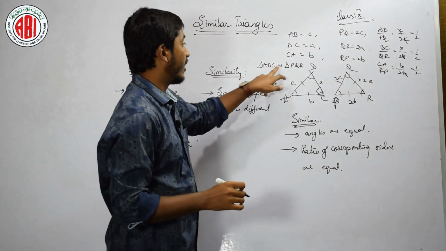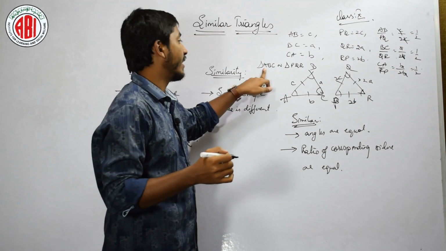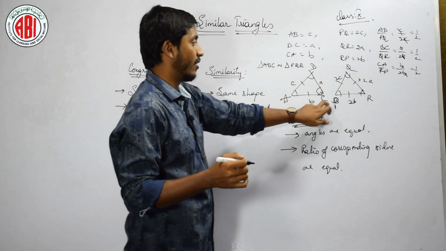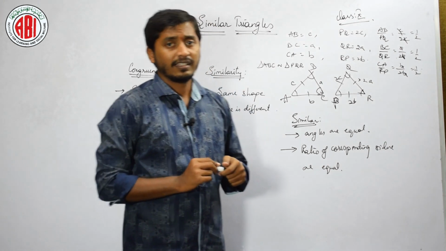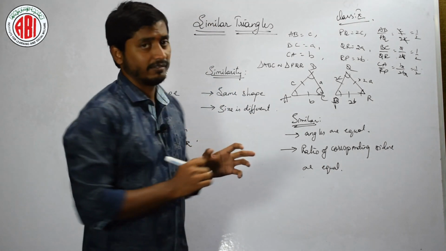Try to remember the order. This is the similarity symbol, and here the order is A, B and C, and here the order is P, Q and R. Is it clear? Hope you understood till here.